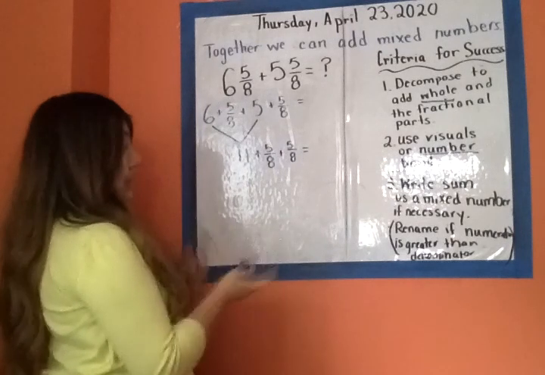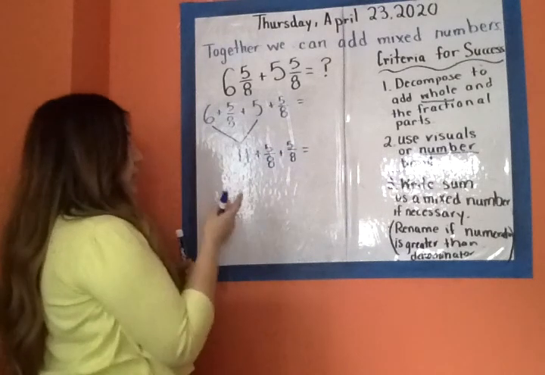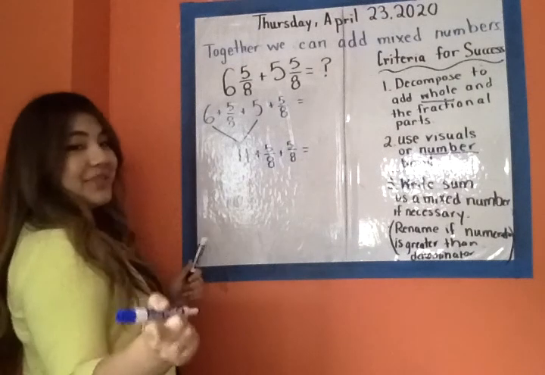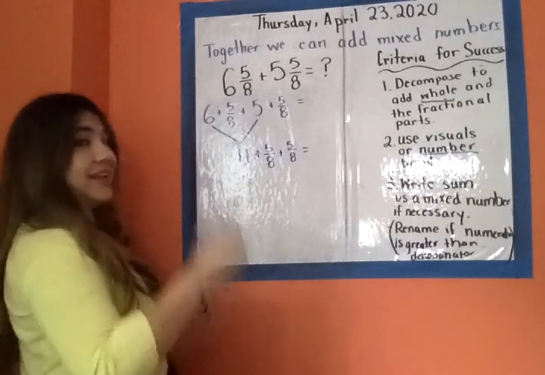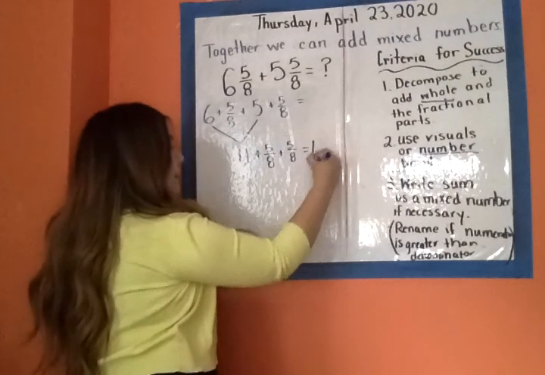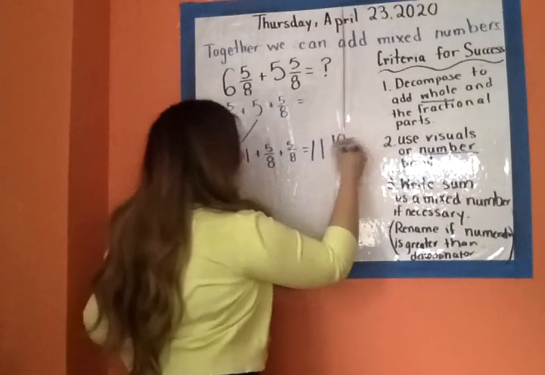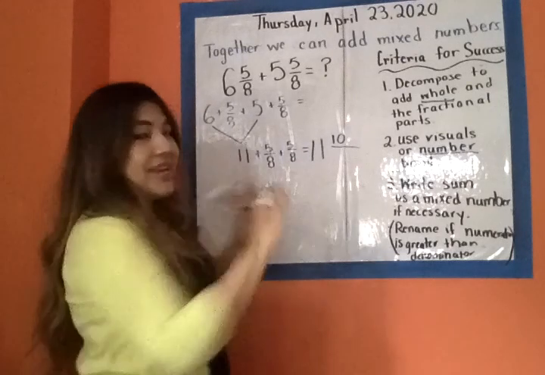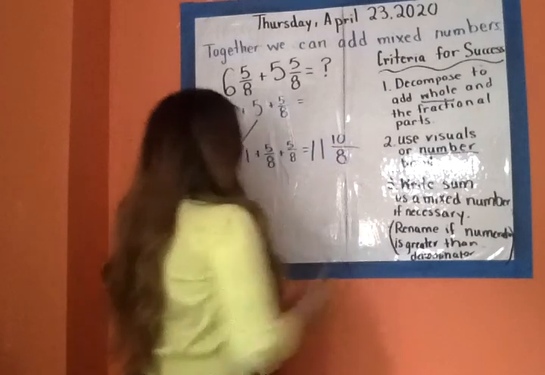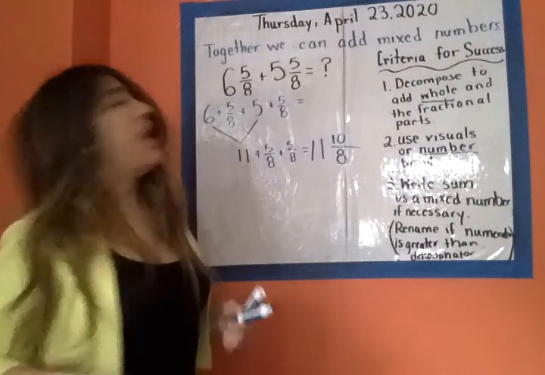So now I want to add my fractional parts together. In this case, all I need to do is add my numerators. When adding fractions, we do not add the, say with me, denominators. We only add the numerators. And so we have 11. Let's add those numerators. 5 plus 5 equals 10. And again, we do not add the denominators. And so now I have an answer of 11 and 10/8.